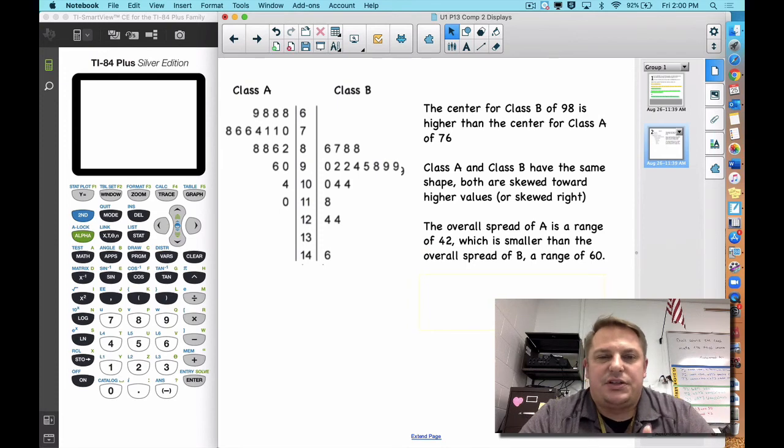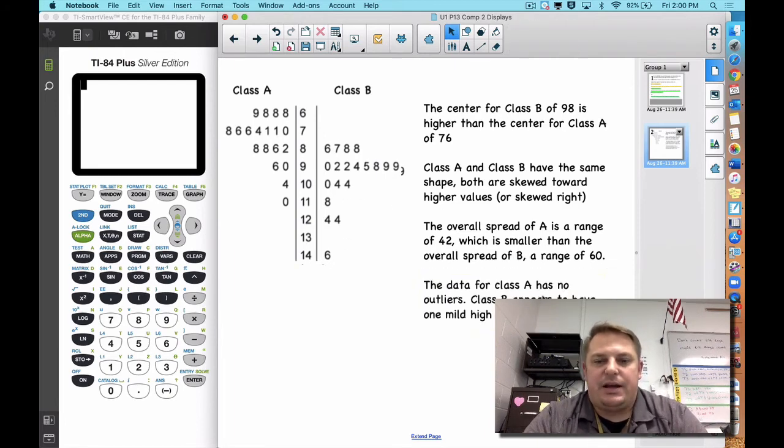Next, the overall spread of A has a range of 42. I got that by taking 110 minus 68. Which is smaller than the overall spread of B, which has a range of 60, 146 minus 86. And then last but not least, the data for Class A has no outliers. Class B appears to have one mild high outlier at 146.